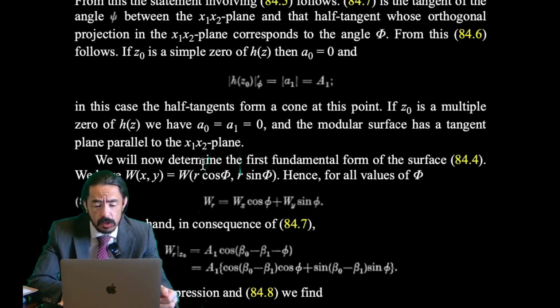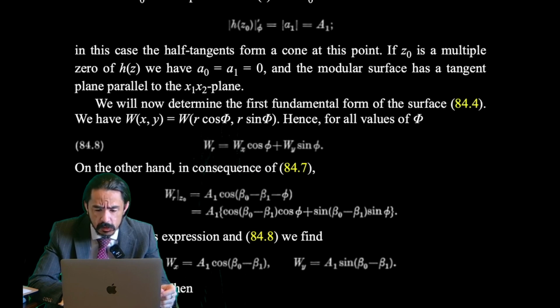If z naught is a simple 0 of h of z, then lowercase a naught is equal to 0, and the modulus of h evaluated at z naught, then prime sub phi, is equal to the modulus of lowercase a sub 1, which is equal to capital A sub 1. In this case, the half tangents form a cone at this point. If z naught is a multiple 0 of h of z, we have that lowercase a naught equals lowercase a sub 1, which equals 0, and the modular surface has a tangent plane parallel to the x1, x2 plane.